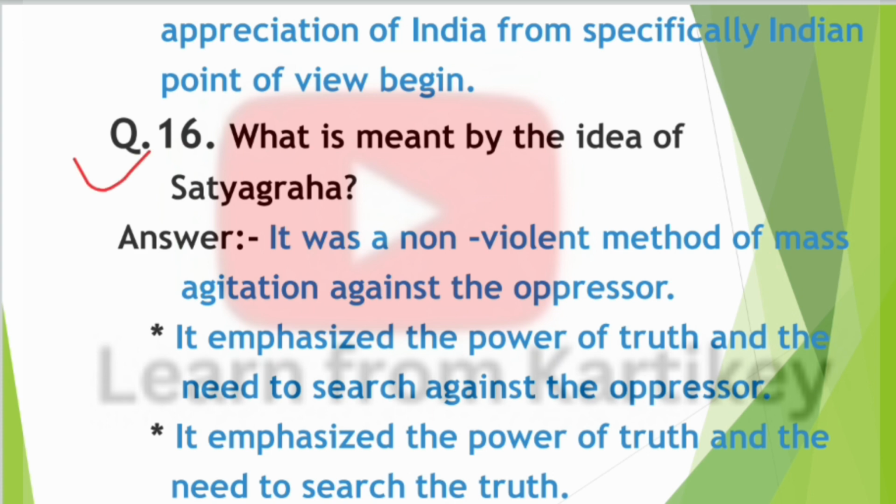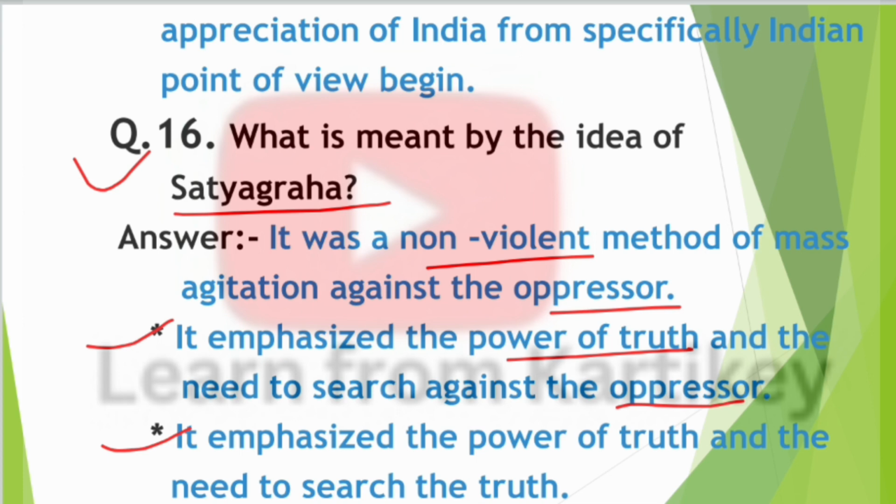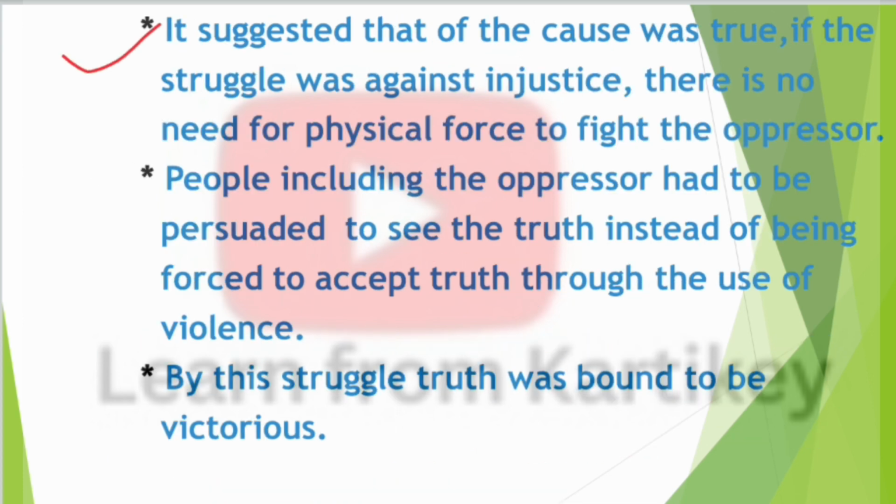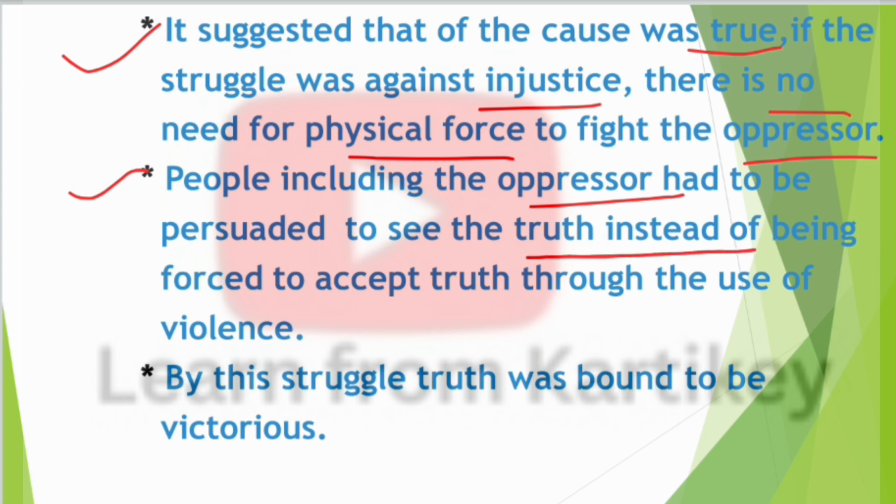What is meant by the idea of Satyagraha? So answer: it was a non-violent method of mass agitation against the oppressor. Next point: it emphasized the power of truth and the need to search for the truth. Next point: it suggested that if the cause was true, if the struggle was against injustice, there was no need for physical force to fight the oppressor. Next point: people, including the oppressor, had to be persuaded to see the truth instead of being forced to accept truth through the use of violence. Next point: by this struggle, truth was bound to be victorious.